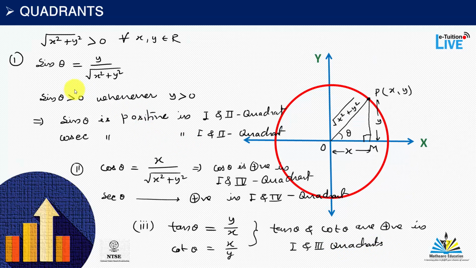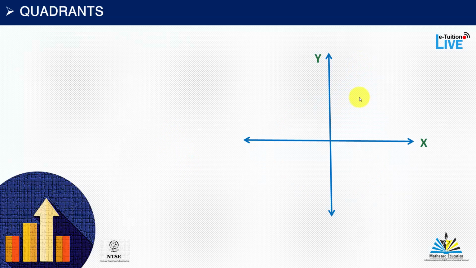At the moment you have seen that sin theta and cosec theta are positive in the first and second quadrants, cos theta and sec theta are positive in the first and fourth quadrants, and tan theta and cot theta are positive in the first and third quadrants. So let's summarize all these trigonometric ratios. In the first quadrant, all trigonometric ratios are positive.